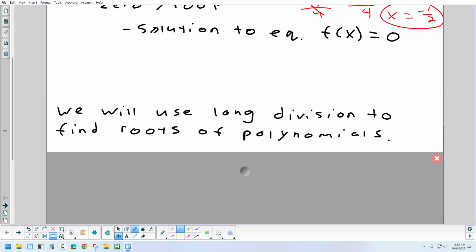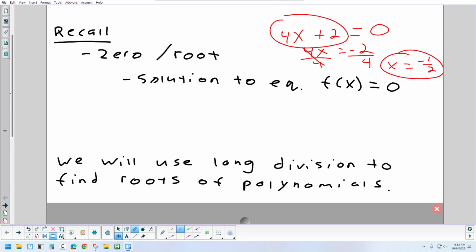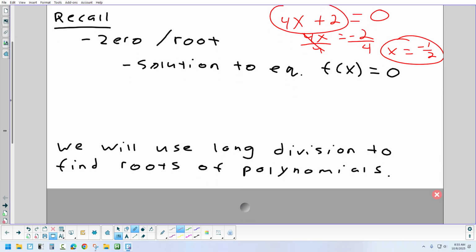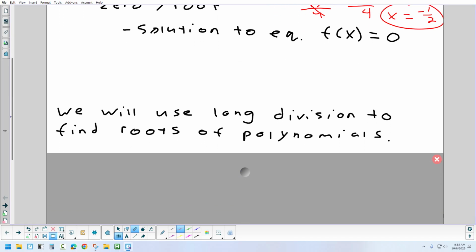Okay, so what we're going to look at is how we can use division to help us find roots, because sometimes you might not have an equation that's as easy as that one. It's only 2 steps. And we've got to use division to help us.